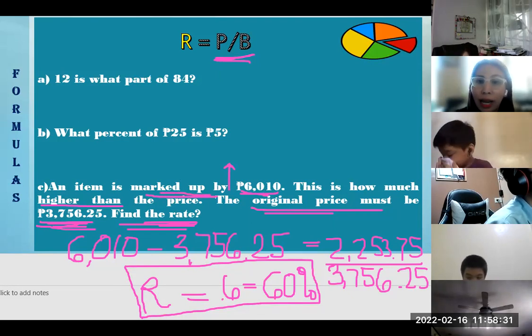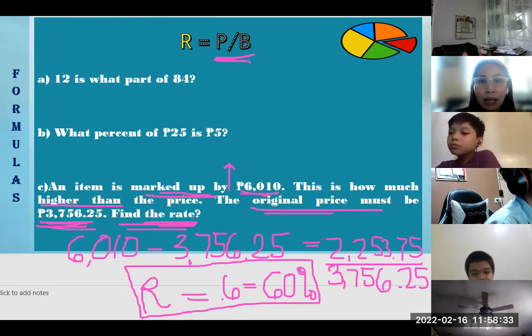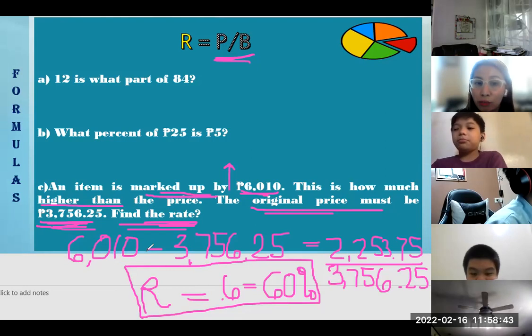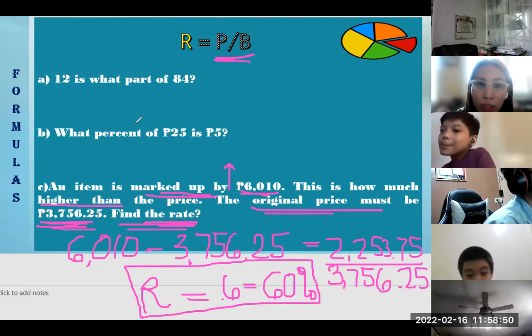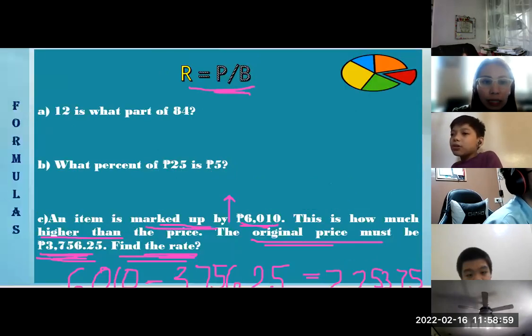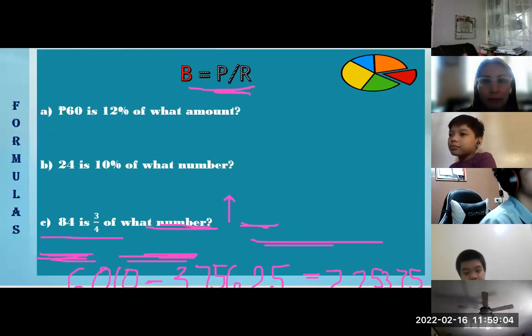Ayan po. Are there any questions? May question ba regarding this one? Kapag meron lang naman tong change, class ha? Kapag meron lang change ng price, kaya tayo nagsusubtract muna ng amounts. If wala namang changing ng pricing or ng amounts, therefore you proceed right away with using the formula. Okay? So, next tayo on this one.